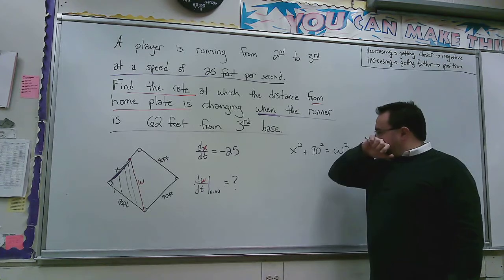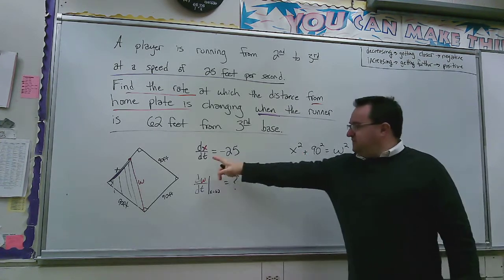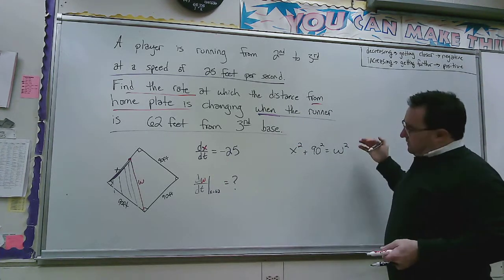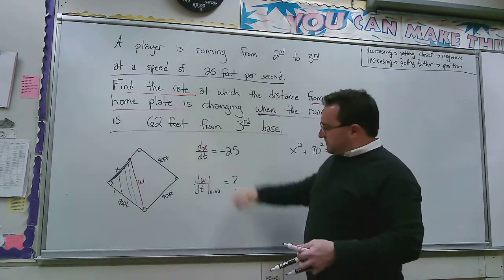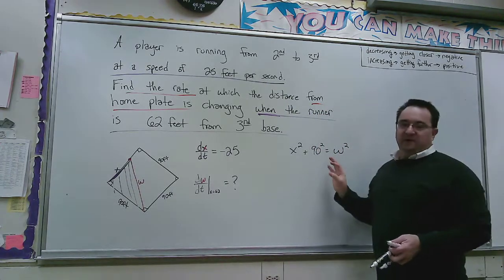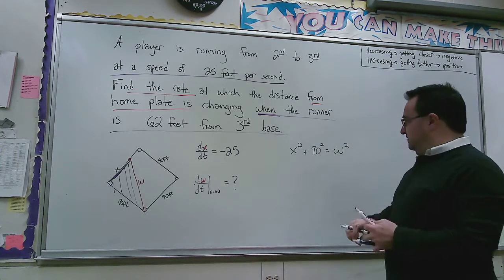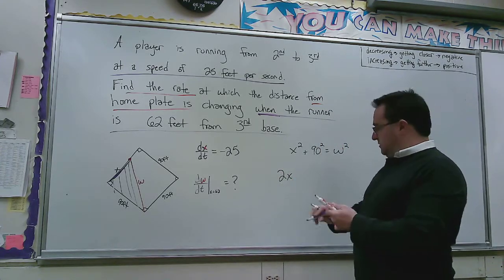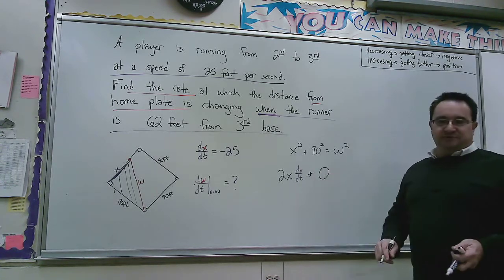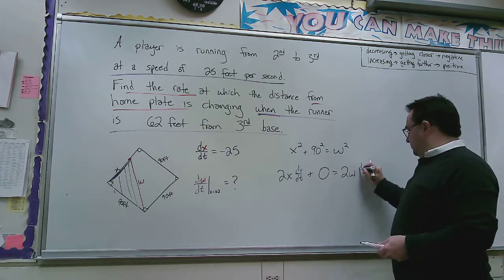So if I took a derivative, I would have dx/dt's, good, and I'd have dW/dt's, also good. So see, step one, draw the picture. Step two, extract the information and put the variables in the picture. Step three, try to come up with an equation. Step four, do the derivative implicitly. So this is 2x dx/dt. The derivative of a constant is always 0. And this would be 2W dW/dt.